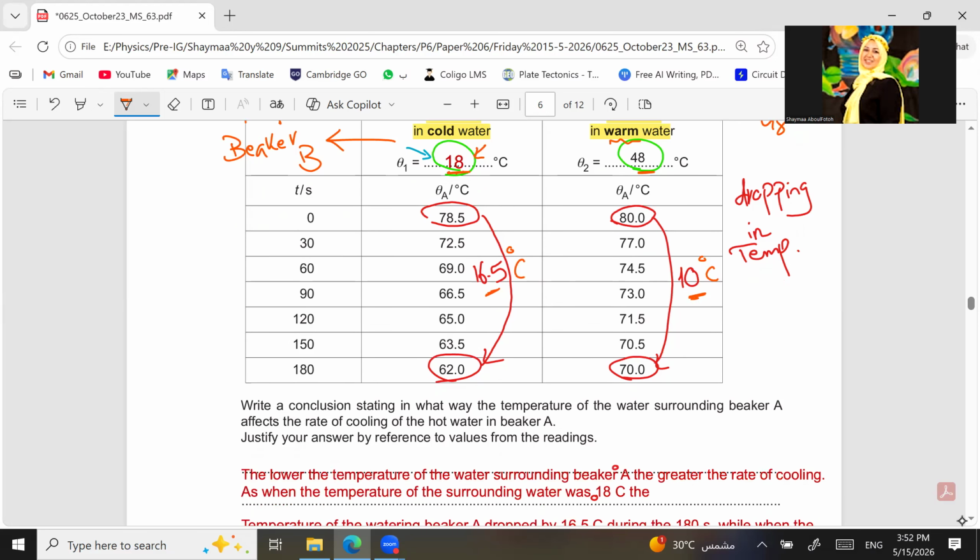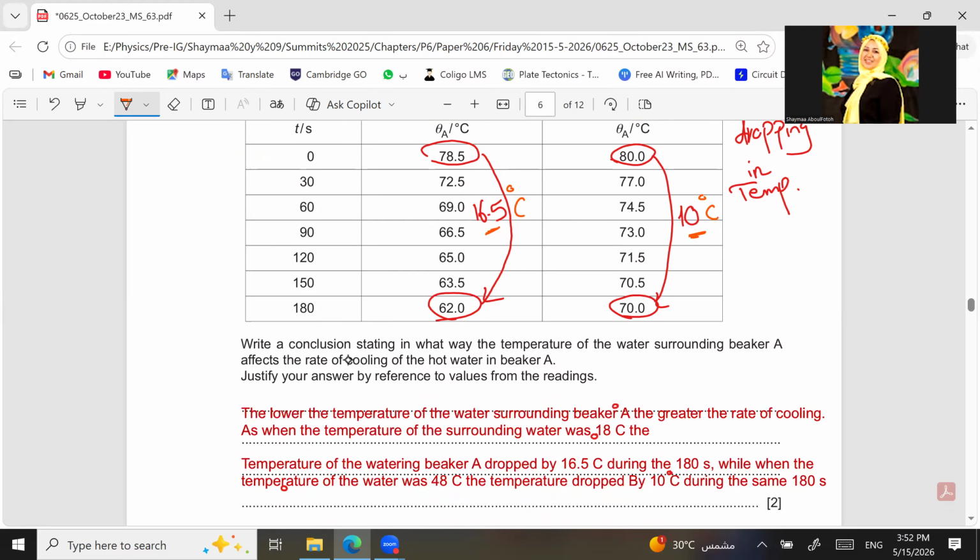Now let's see the question. He said: write a conclusion stating in what way the temperature of the water surrounding beaker A affected the rate of cooling of the hot water in beaker A. Justify your answer. I said before, if I need to justify my answer, I have to use the values or the results by mentioning the drop in the temperature. Let's see the answer: the lower the temperature of the water surrounding beaker A, the greater the rate of cooling.